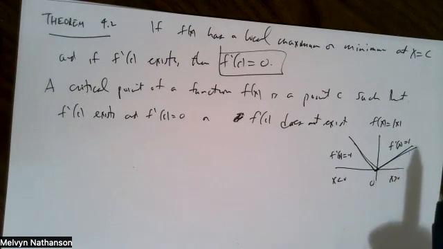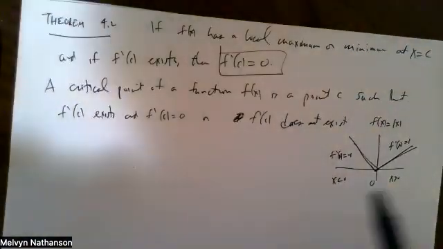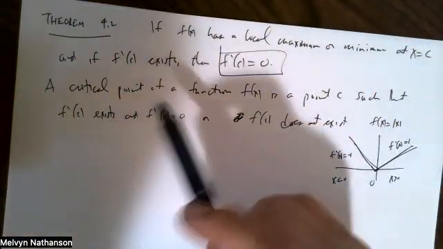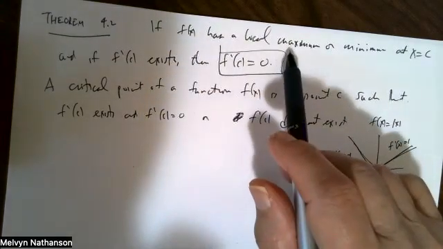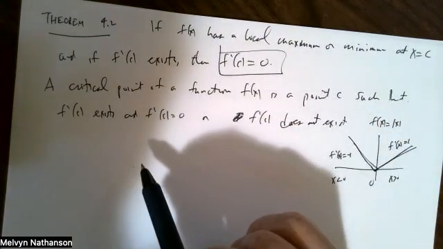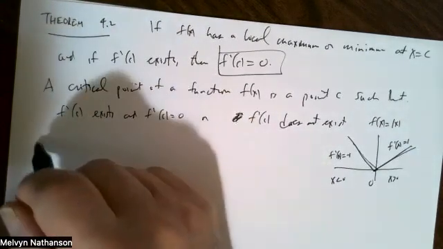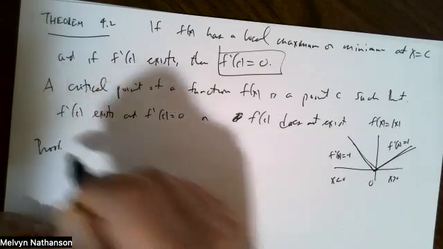So this is a curious definition in a sense. You have a critical point wherever the function has no derivative, or where the derivative is 0. And in particular, if you have a local maximum or a local minimum, the derivative is always going to be 0. Let's look at the proof of that.